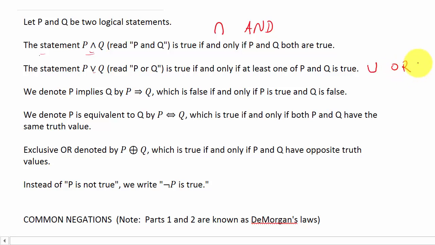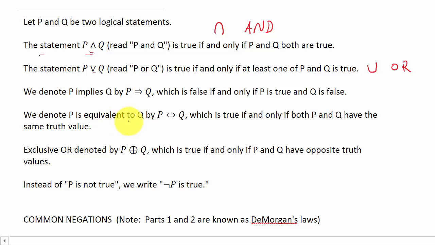And another way that we can write this symbol here, or, would be with this symbol, or we could write out the word or. And then here we denote P implies Q by P and then this symbol Q, which is false if and only if P is true and Q is false. So that's the only time that this statement's false, if this one is true and this one is false. Any other time the statement's true.